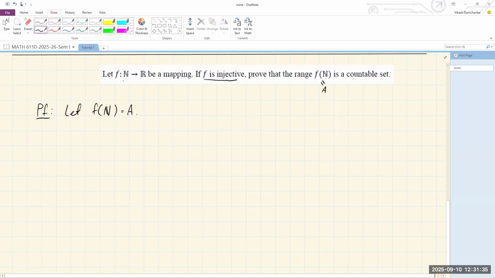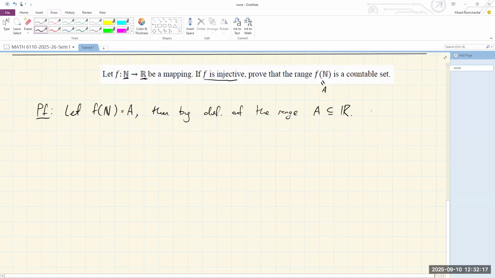So of course, we know that the range is contained in the codomain. So the domain is N and the codomain is R. So let the range be A. Then by the definition of the range, the range in this case is simply the set A. We know that the range has to sit inside the codomain. The codomain in this case is the set of real numbers.